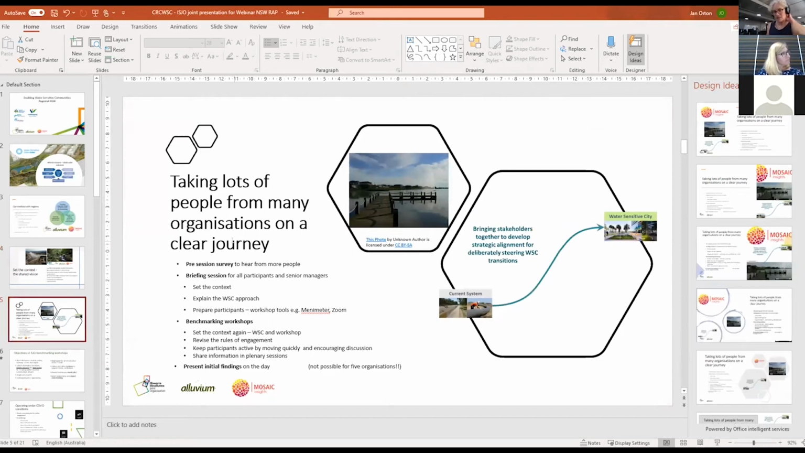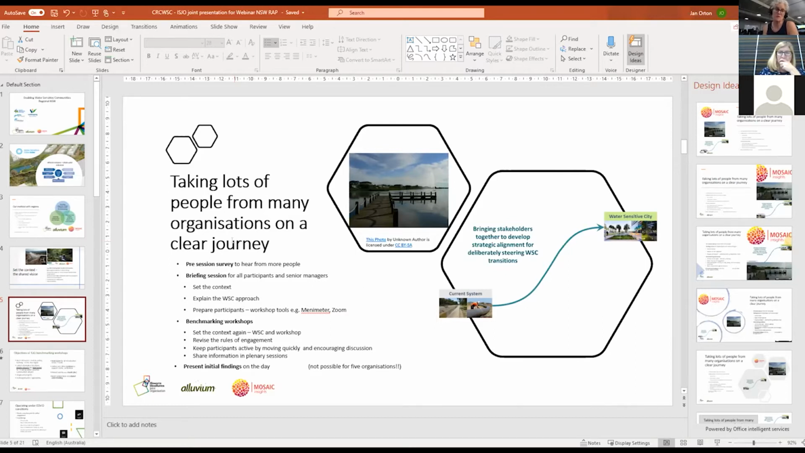When dealing with lots of people, and particularly with COVID, it was really important to take all those people that might have never come across the water sensitive city on a bit of a journey. So what we just did for the Illawarra Shoalhaven, and we were quite tight on time and budget, was to use the goals and the 34 indicators and ask for a pre-workshop survey. So we sent the information out so people who might not have been able to attend the benchmarking workshop could actually provide their input ahead of time.